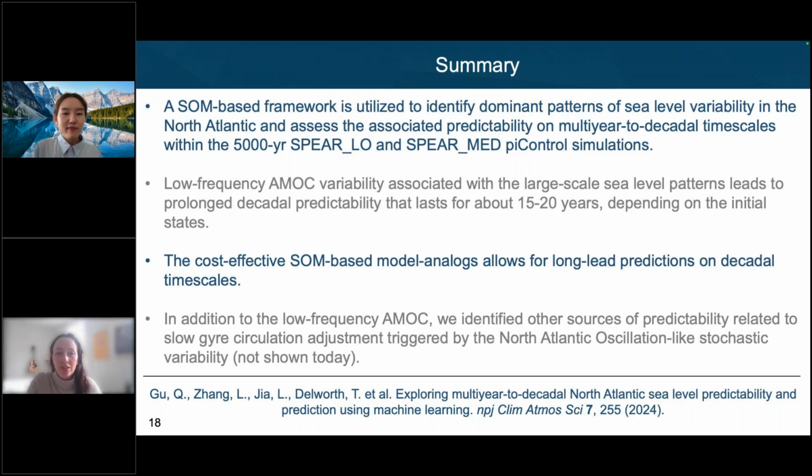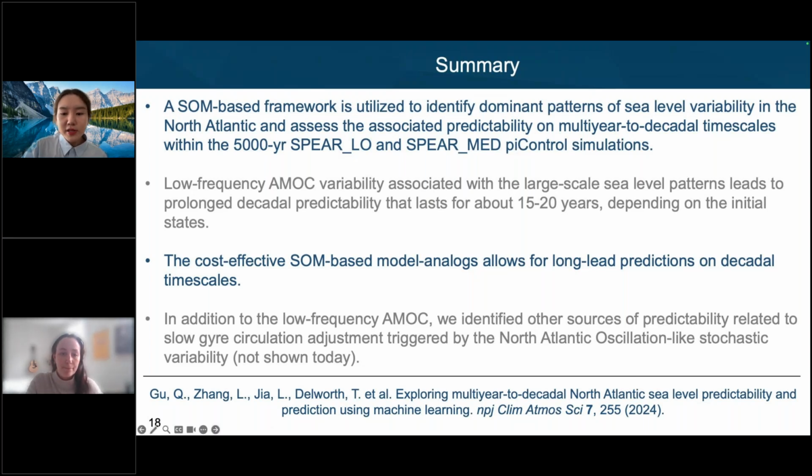Our first question for you is, how can the optimal size and dimensionality of the self-organizing map grid be determined for effectively representing the complex patterns of North Atlantic sea level variability?